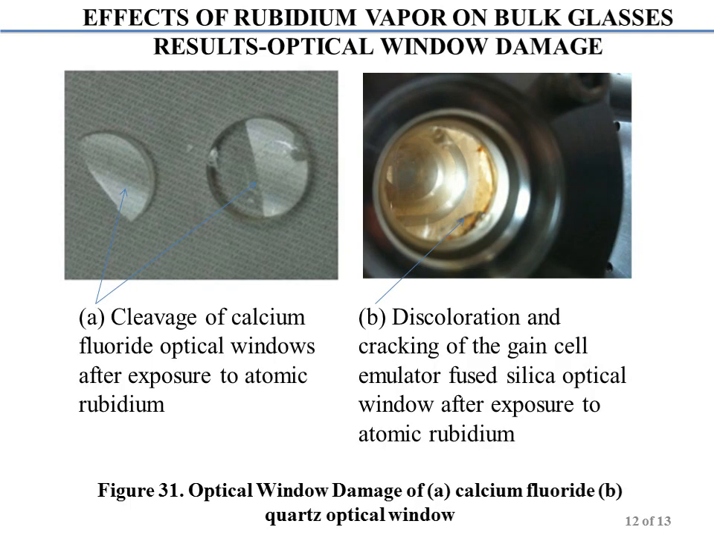The next slide shows results of exposure to atomic rubidium vapor in the form of optical window damage. In the case of calcium fluoride, cleavage of the calcium fluoride occurred after exposure to atomic rubidium. The calcium fluoride optical windows became brittle. The control temperature ramp were within specifications for ramping up and ramping down in temperature, so no thermal shock is indicated.